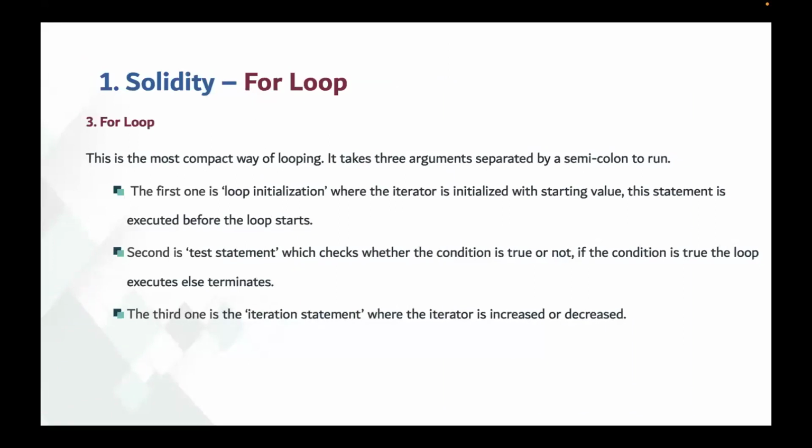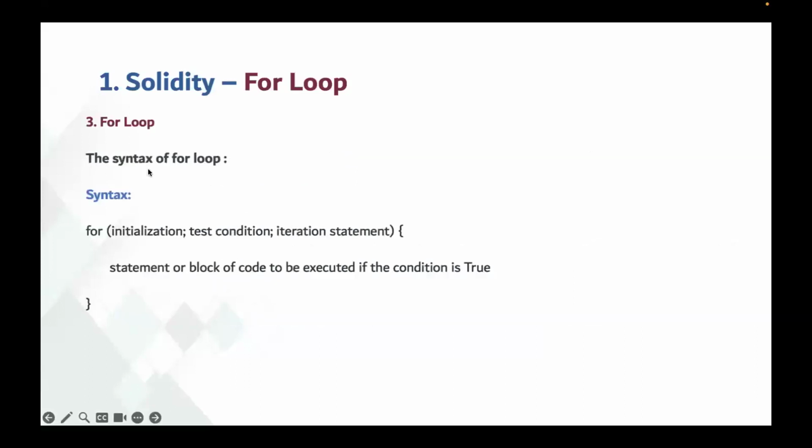Now let's talk about the for loop. The for loop is the most compact way of looping in Solidity. It takes 3 arguments, separated by semicolons: initialization, condition, and iteration statement. As you can see here, this is the syntax of the for loop. We have for, then initialization, then a test, then iteration, then a statement or block of code, executed if the condition is true.